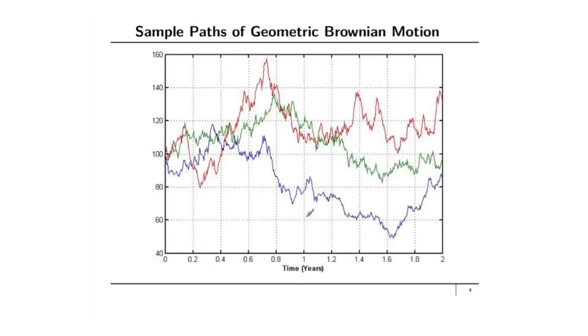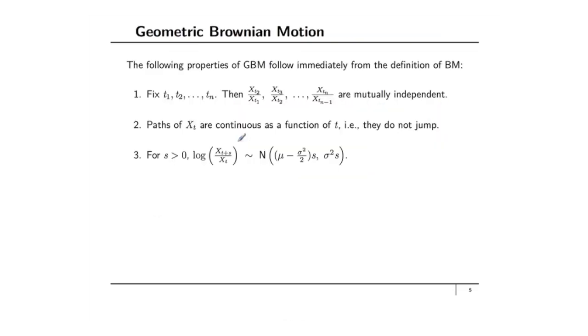Here are some sample paths of geometric Brownian motion. The important thing to notice with these paths is that they are continuous, they are very jagged. If I was to zoom in, I would still see that they are very jagged, and they are continuous, as I said, so they do not jump. I can draw any one of these paths by keeping my pen on the page. The following properties of geometric Brownian motion follow immediately from the definition of Brownian motion.